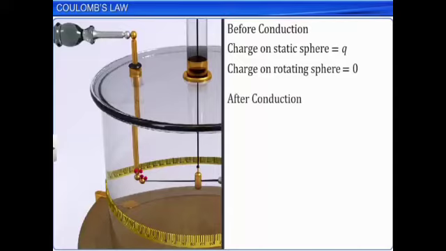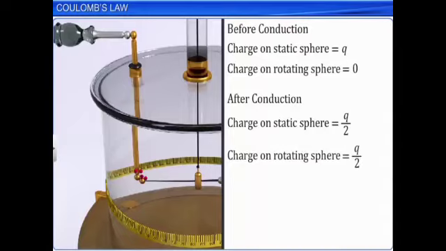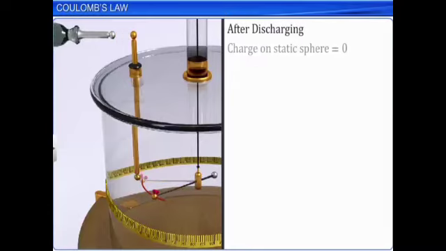Due to conduction, the charged static sphere now loses half of its charge, that is, Q by 2, to the other sphere. This happens because the two metal spheres are identical in size. Now, both the spheres are identically charged, with a charge of Q/2 each. They start repelling each other since like charges repel. The measure of repulsion is the amount of deflection, or the angle through which the sphere attached to the rod is displaced. The static sphere is now discharged by grounding.